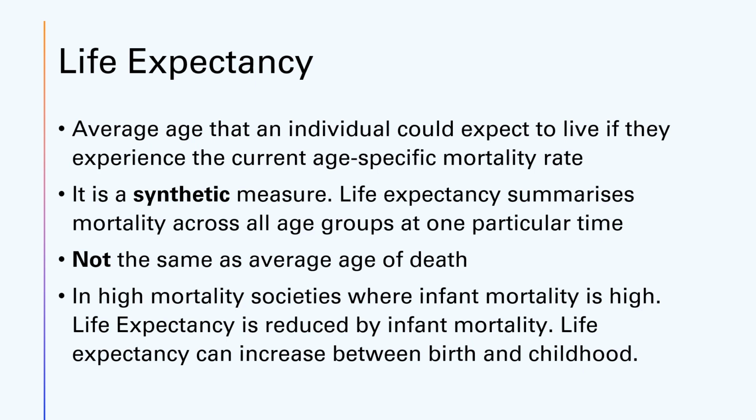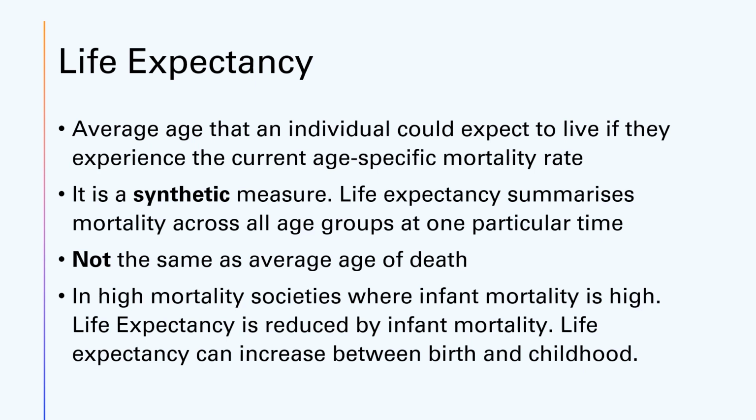Another way of thinking about life expectancy is that if a baby is born in one particular year and they experience the current age-specific death rates for the entirety of their life, this is the age that they would expect to live to. So it's important to remember that it's not the same as the average age of death, though often people assume that it is. It's very easy to misunderstand life expectancy and think that it is giving the average age that people will die, but it's not.